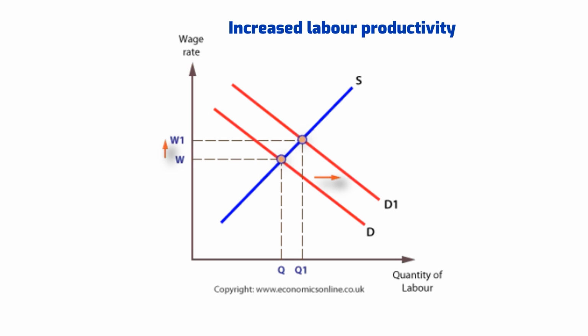What drives labor productivity? Technological advancement, the introduction of automation, AI, or improved machinery allows workers to produce more in the same amount of time. Better education and skills. A highly skilled workforce contributes more to production, increasing demand for their labor. Improved infrastructure, efficient transportation, communication, and digital networks help workers and firms operate more effectively. As demand for labor increases, wages rise and unemployment falls, leading to overall economic growth.